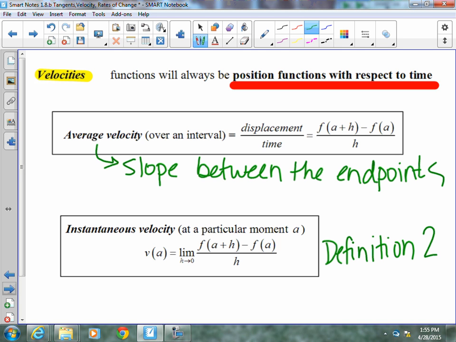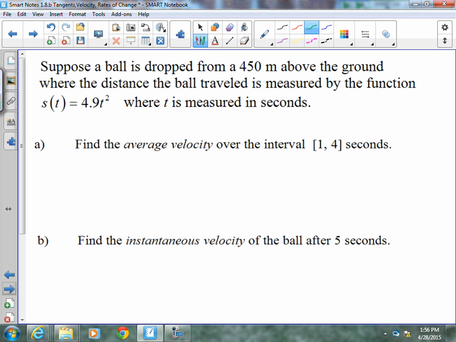Technically, definition 1 would give us instantaneous velocity also, but rarely do you want the velocity just at one point. Oftentimes you want an equation for velocity, which is why we use definition 2. So, it asks, suppose a ball is dropped from 450 meters above the ground, where the distance the ball traveled is measured by the function s of t equals 4.9 t squared, and t is measured in seconds. So let's find the average velocity.